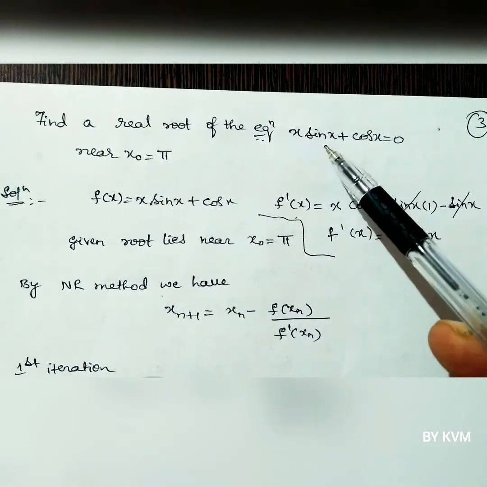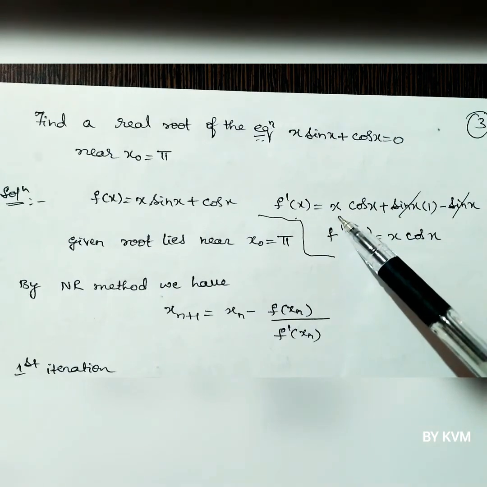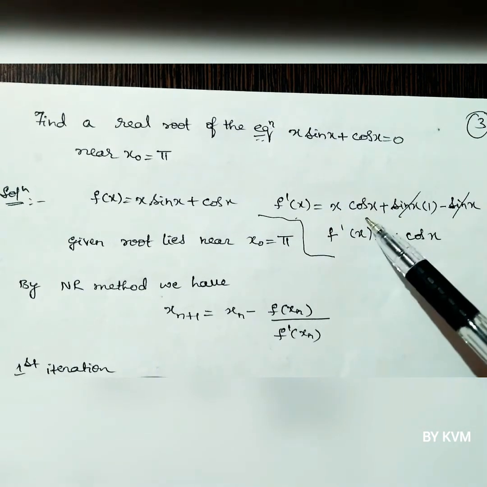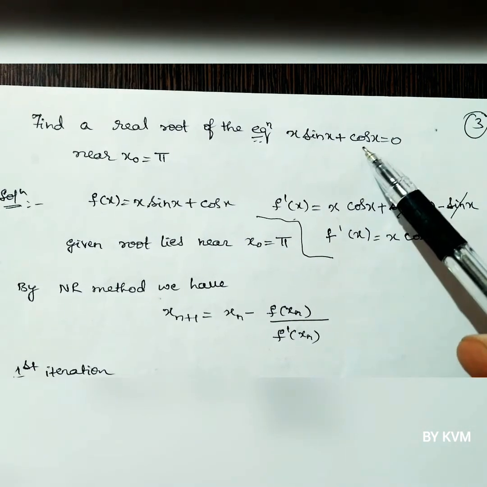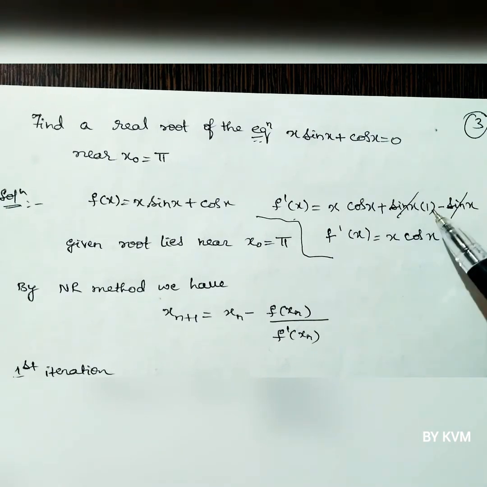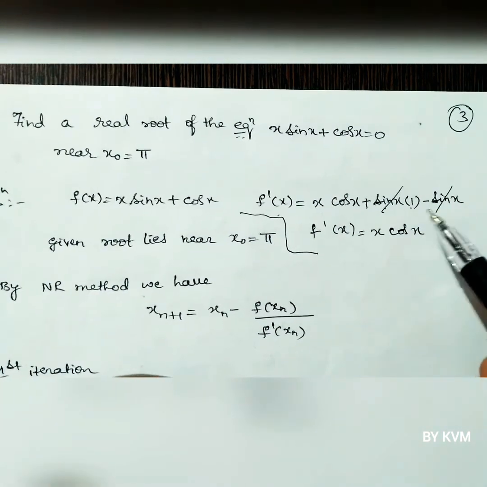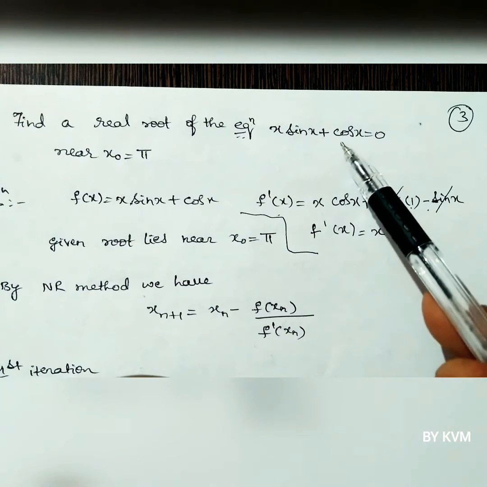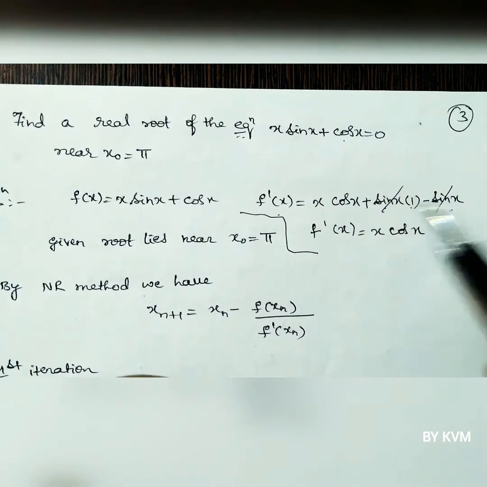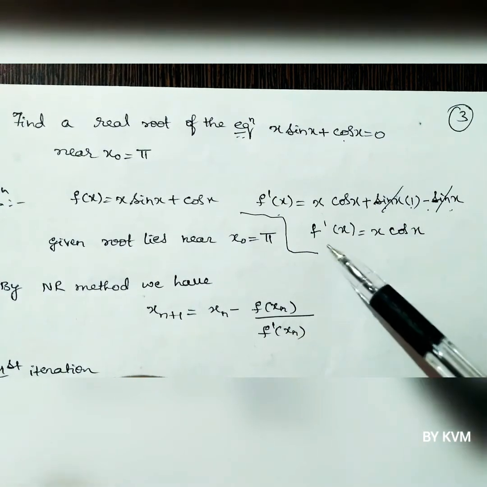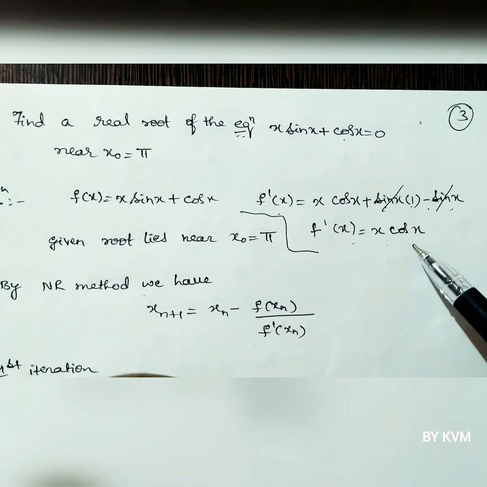So find f dash of x. For x sin x, apply the product rule: x into the derivative of sin x, which is cos x, plus sin x into the derivative of x, which is 1, minus the derivative of cos x, which is minus sin x. So plus sin x minus sin x gets cancelled. So f dash of x is x cos x.